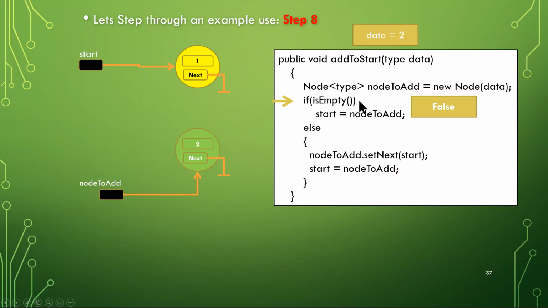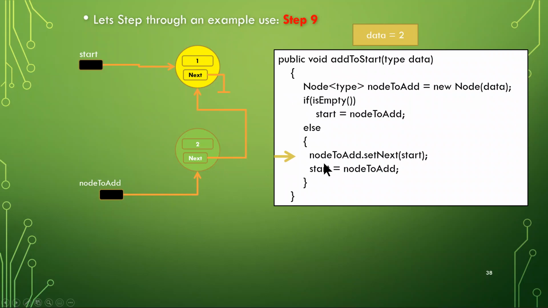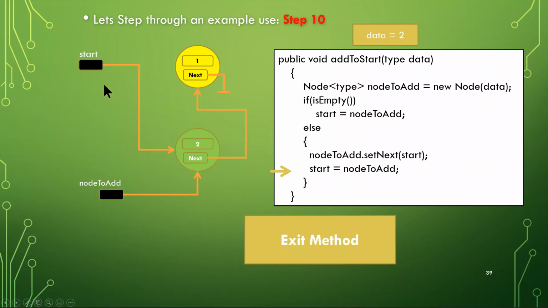Go to start is empty, which will be false, so we won't go into the if, we'll go into the else from right here. And then we have node to add dot set next. So again, not moving start, but we're updating that this will be the new node that's supposed to be at the front of the list. So its next will be what was the old start. Then start now moves to the new start of the list right here. And then we exit from the method.